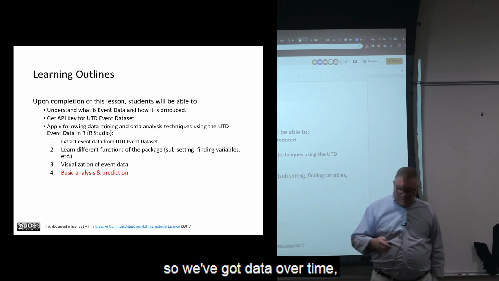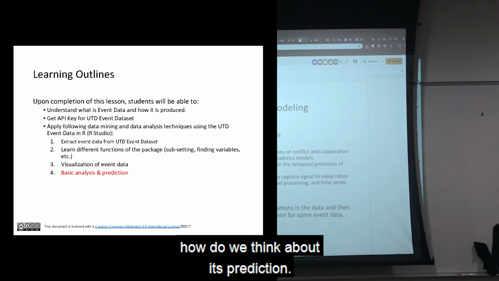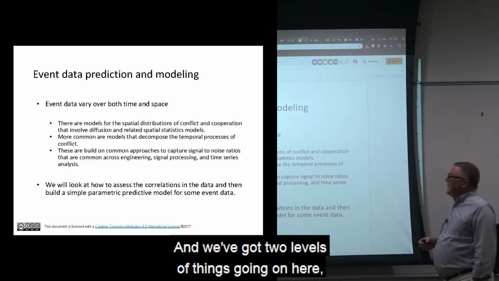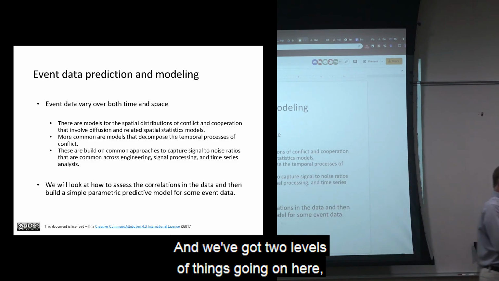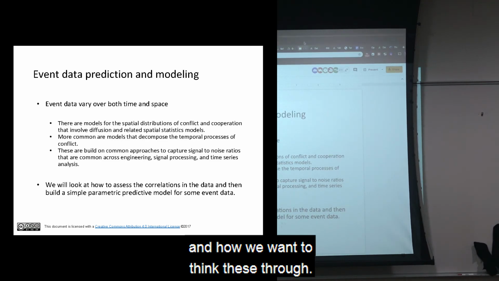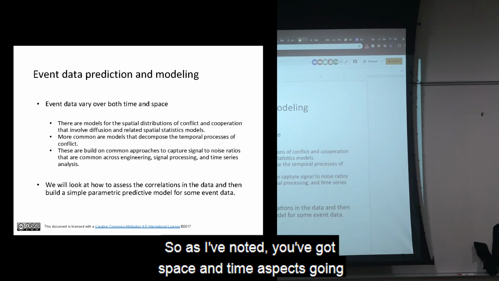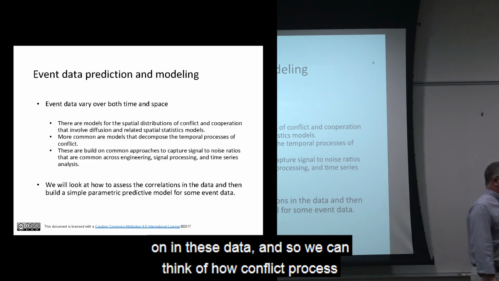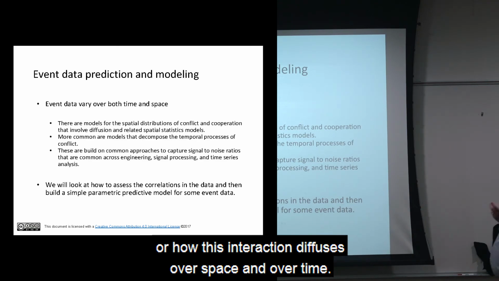What I want to do is then how do we predict that? So we've got data over time. How do we think about its prediction? And we've got two levels of things going on here, and how we want to think these through. So as I've noted, you've got space and time aspects going on in these data. And so we can think of how conflict process or how this interaction diffuses over space and over time.